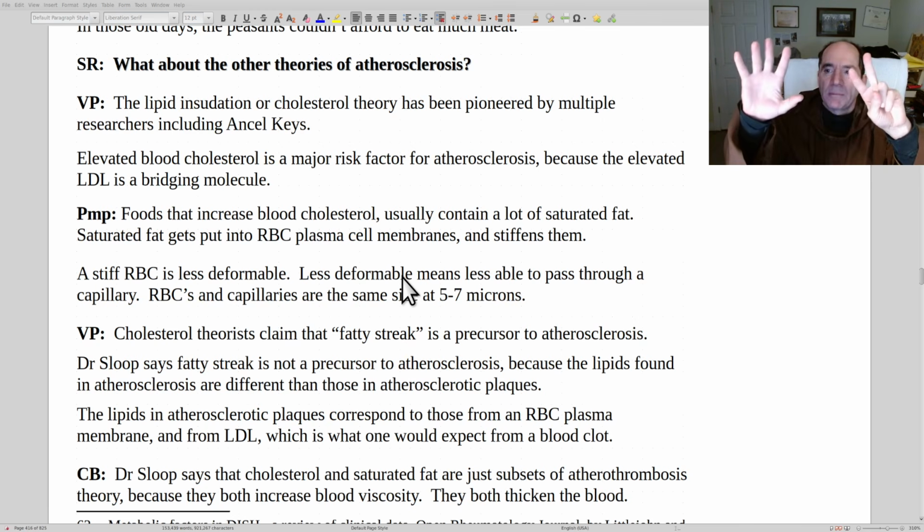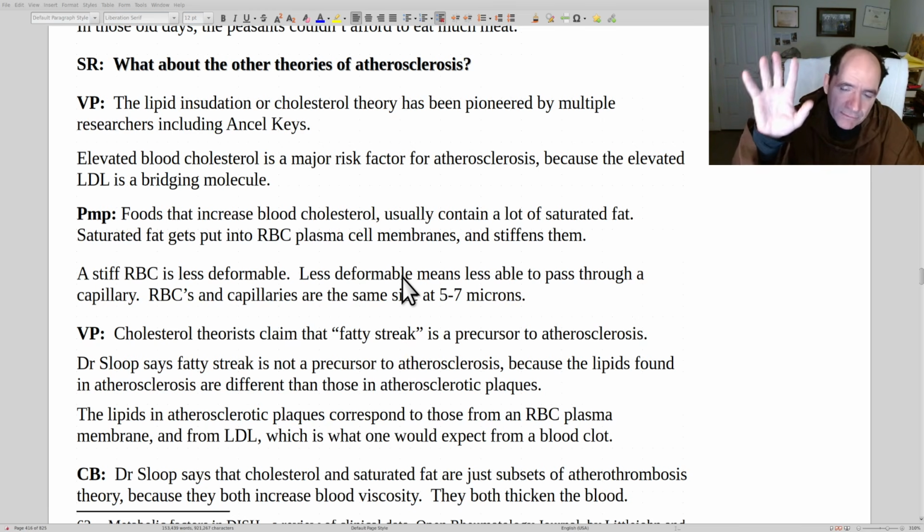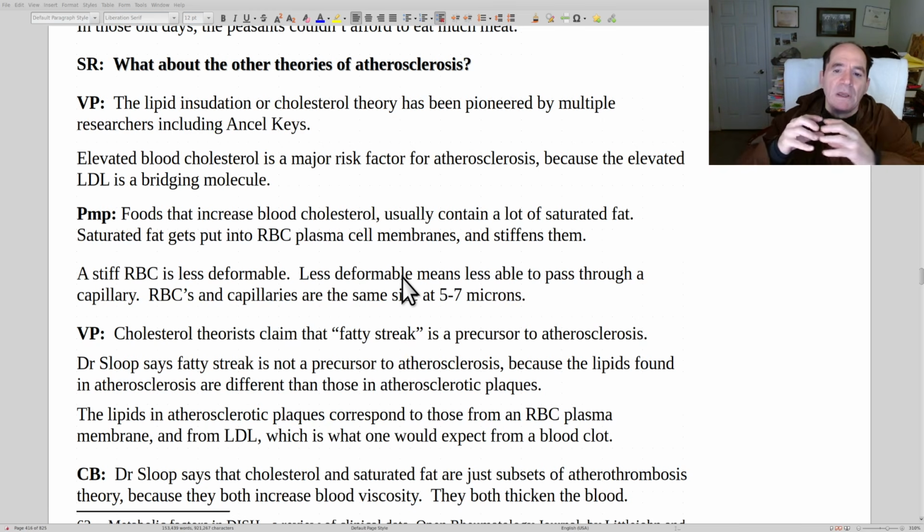Because remember, red blood cells are about 7 microns in diameter. A typical capillary is about 5 microns in diameter. If you stiffen it, it's harder for the red blood cell to pass through the capillary, meaning that pressure will have to go up. Some people say that the cholesterol fatty streak is a precursor to atherosclerosis.